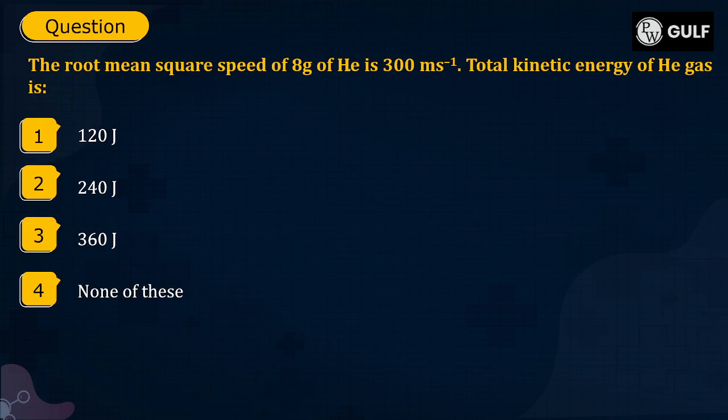The root mean square speed of 8 gram of helium is this much. Total kinetic energy of helium gas. Now you know that Vrms is given as under root 3RT by M, where M is nothing but the molar mass.